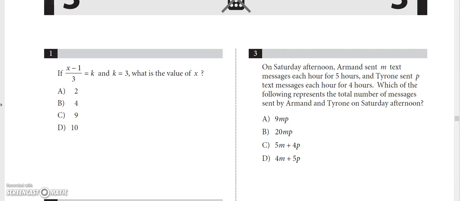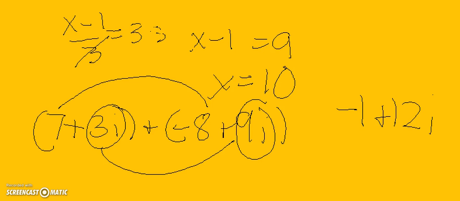Alright, on to number 3. It says, on a Saturday afternoon, Armand sent M text messages each hour for 5 hours, and Tyrone sent P text messages each hour for 4 hours. Which of the following represents the total number of messages sent by Armand and Tyrone on Saturday afternoon? So this is basically testing your knowledge if you can take what you read and put it into an equation. So the way you do that, if Armand sends M text messages each hour for 5 hours, so M is going to be our messages per hour for Armand, and if he does 5 of that, that's going to be 5M.